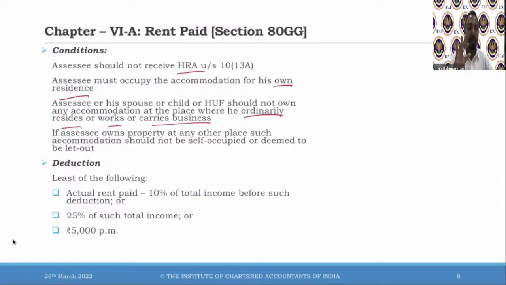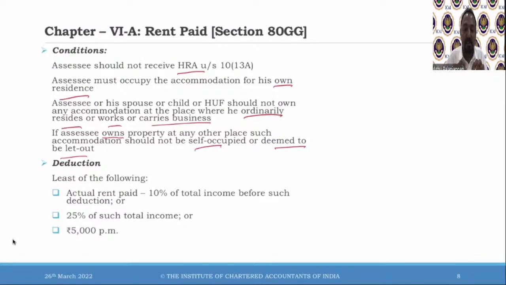So this provision is only applicable for people who don't claim HRA benefits. So typically it is for non-employees. And if the assessee owns property in any other place other than the place where he ordinarily resides, works, or carries on his business, that property should not be self-occupied or deemed to be let out. So typically, what the income tax department is telling you is, I will give you this rental benefit, but you don't misuse the benefit.